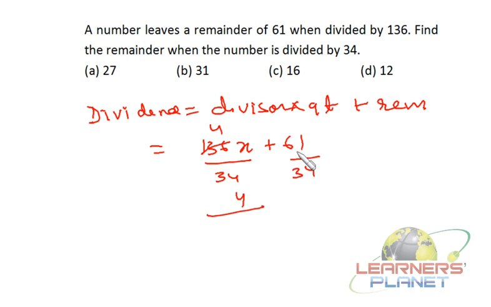Now we have to find out the remainder when 61 is divided by 34. That means 34 twos are 68, which is more than 61. So what will be the remainder? That is 61 minus 34, that is 27. So this will be the correct choice.